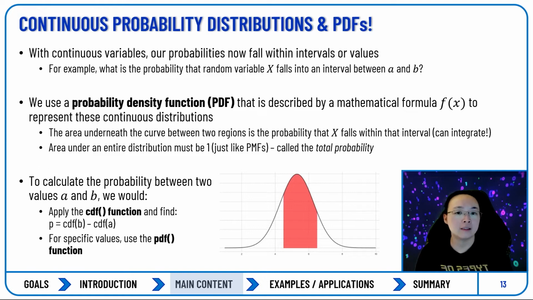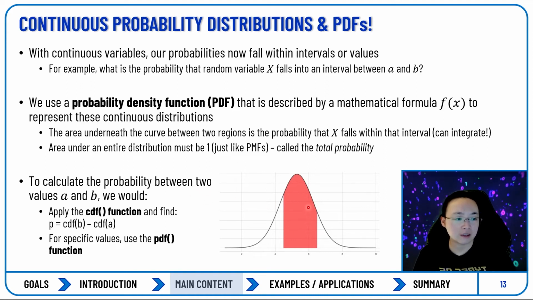Okay, so with continuous variables, our probabilities now fall within intervals or values. For example, what is the probability that a random variable x falls into an interval between a and b? So we use a probability density function that's described by a mathematical formula, f of x, to represent these continuous distributions. Now, the area underneath the curve, so let's just take a look at this curve over here. The area underneath is depicted in red.